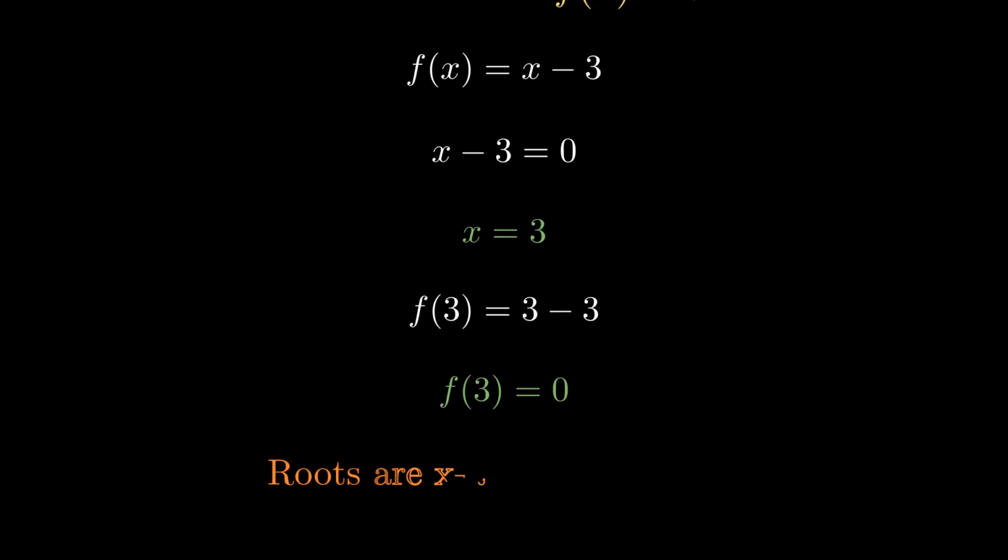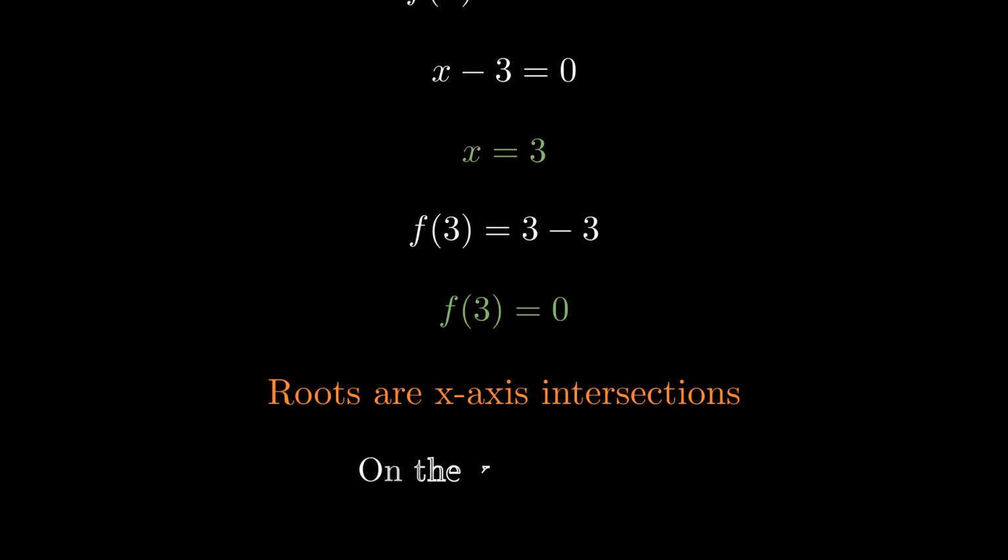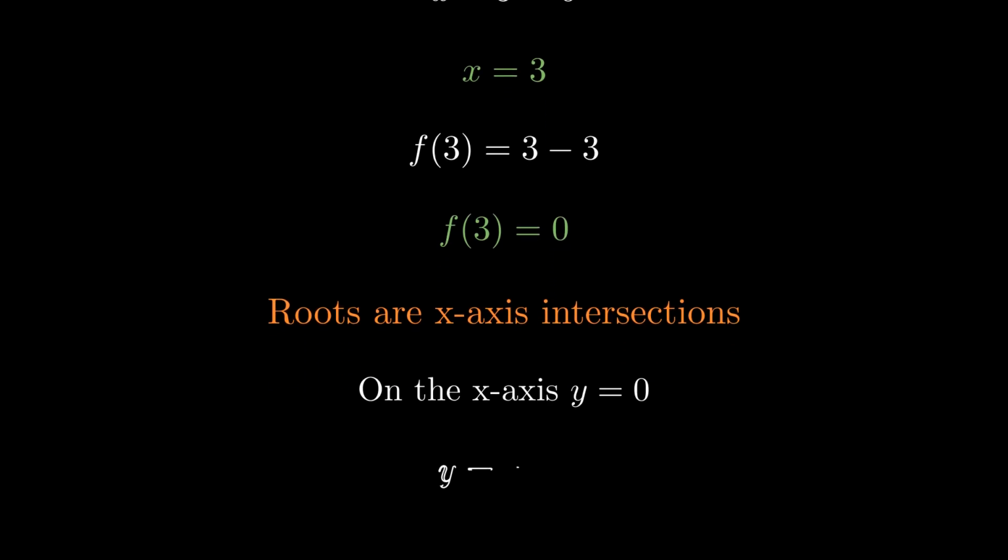A root is where the graph crosses the x-axis. On the x-axis, the y-value is always 0. Since y = f(x), roots happen when f(x) = 0.